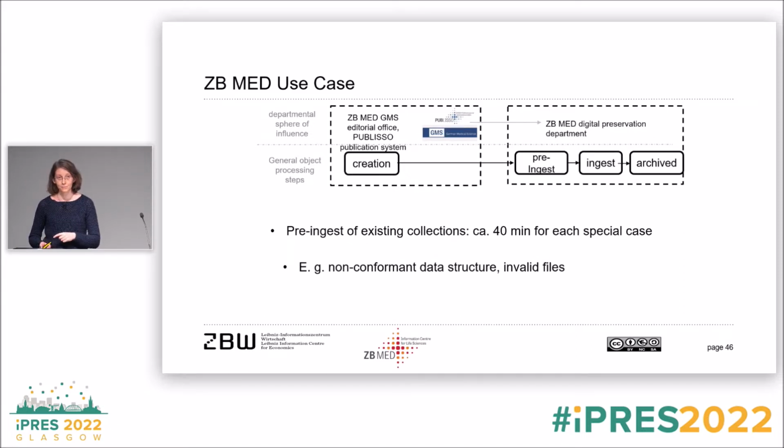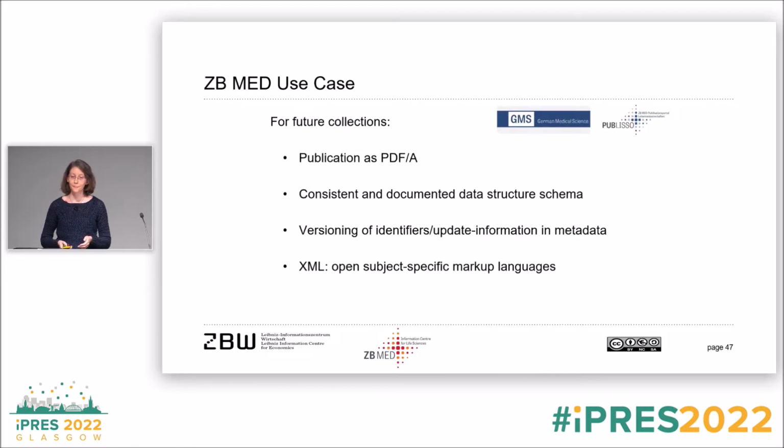But at the moment, our digital preservation department ingests a lot of old publications published years ago. And we noticed that we have these special cases. It takes about 40 minutes on average for each special case, and might be related to non-conformant data structure, invalid files, and so on. So we're working with the editorial offices at the moment in order to decrease these stops and these special cases.